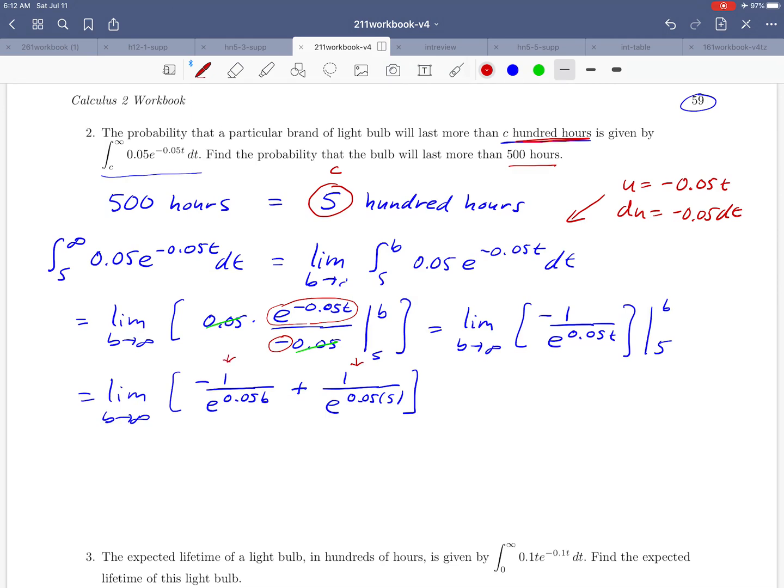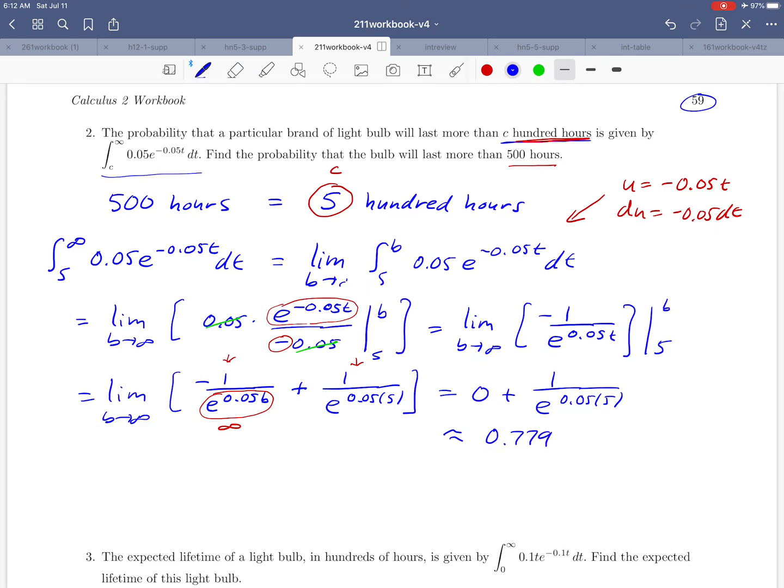The first fraction, however, notice that e^(0.05b) is going to get really, really big as b goes to infinity. And again, if you take a fraction and the denominator goes off to infinity with a constant numerator, it's going to go to 0. So we're going to get 0 plus 1 over e^(0.05 times 5). That's a job for your calculator. And if you do that, you're going to get about 0.779.